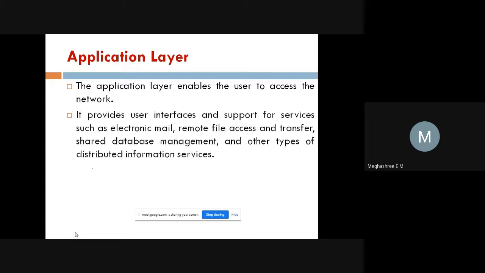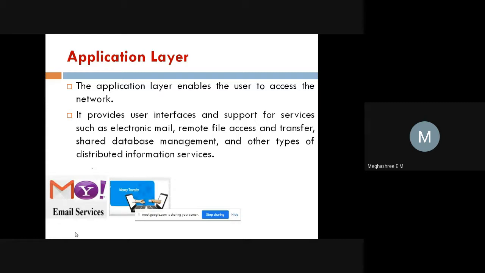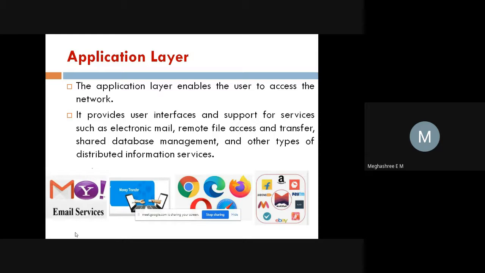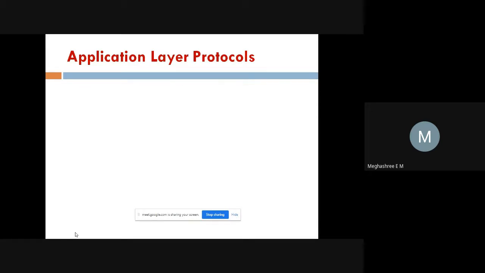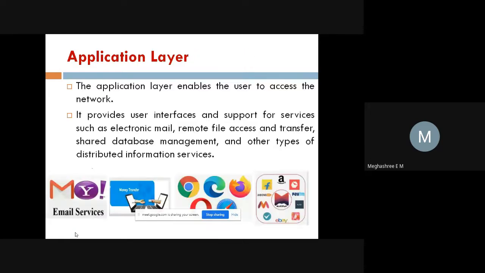Okay, let's see what are all the services that we use at the application layer. Email services, money transfer, that is bank transactions, maybe Google Pay, whatever, and the browsers and online shopping apps. So these are all examples of application layer services. Okay, let's see what protocols are followed to make the user able to use all these applications.